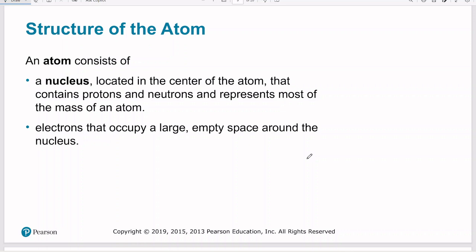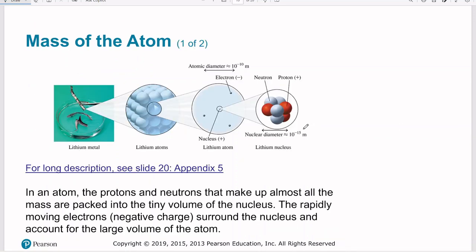An atom consists of a nucleus, which is located at the center of the atom, containing protons and neutrons, and represents most of the mass of an atom. It also has electrons that occupy a large empty space around the nucleus, and that actually takes up most of the space in the atom. The protons and neutrons make up almost all the mass, and they're packed into a tiny volume of the atom called the nucleus.